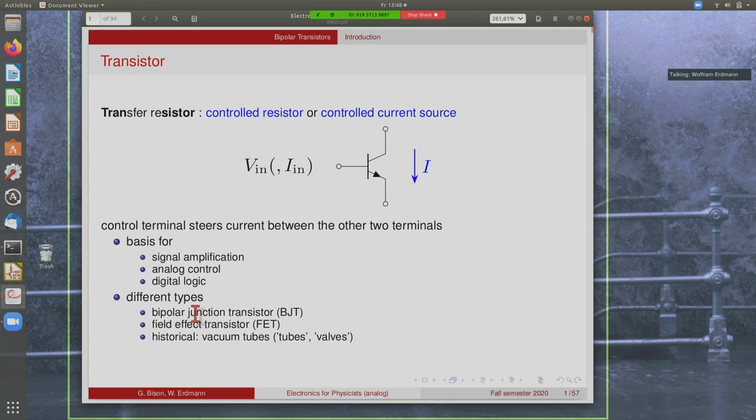So today we'll talk about the bipolar junction transistor, or BJT. And in 2 weeks or so, we start talking about the field effect transistor, which is today applied mostly in digital logic, but also some analog applications. And historically, the transistors were vacuum tubes or valves.